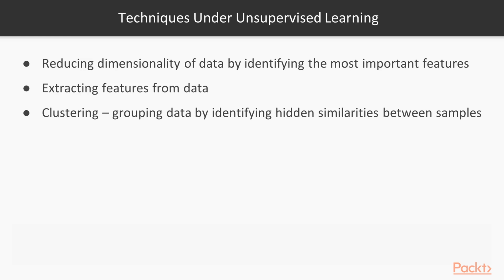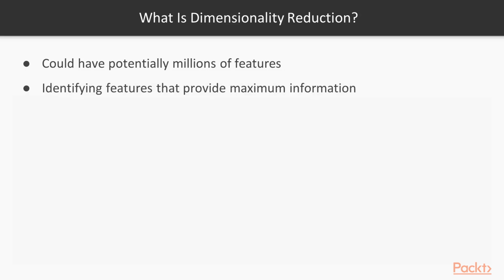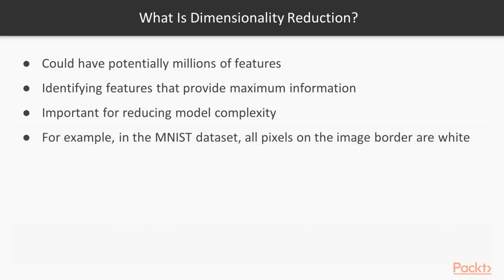by the algorithm itself. So let's discuss dimensionality reduction. We could have potentially millions of features. Think of large images or videos. Identifying features that provide maximum information is important. It is important for reducing model complexity. For example, in our MNIST dataset of handwritten digits, if you remember, all pixels on the image border are always white. So we can easily represent the image borders by a single value, like saying that this is just white, because we know that there's no need to actually include all the pixels of the border in our data.